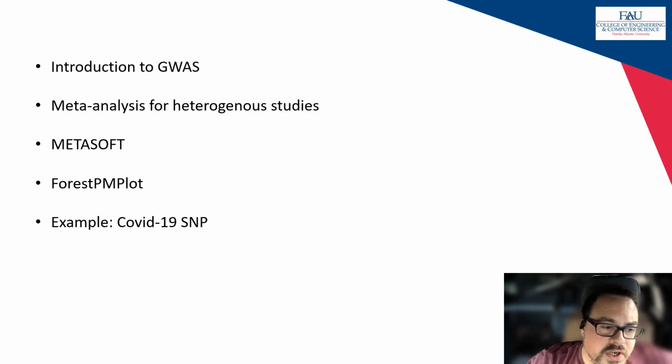So I will do a quick introduction to what is known as GWAS on the GWAS catalog, and a quick introduction to the concept of meta-analysis for heterogeneous studies, basically how we're able to combine results across different studies to get a single composite result that we can use. As I said, I'll be using two freeware pieces of software, MetaSoft and ForrestPMPlot. And as an example, I will be looking at some COVID-19 genetic variants and their potential impact on developing disease.